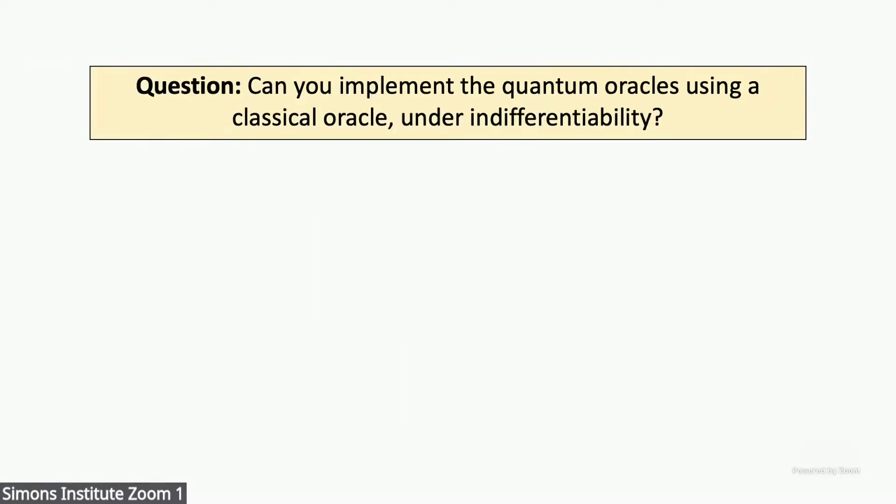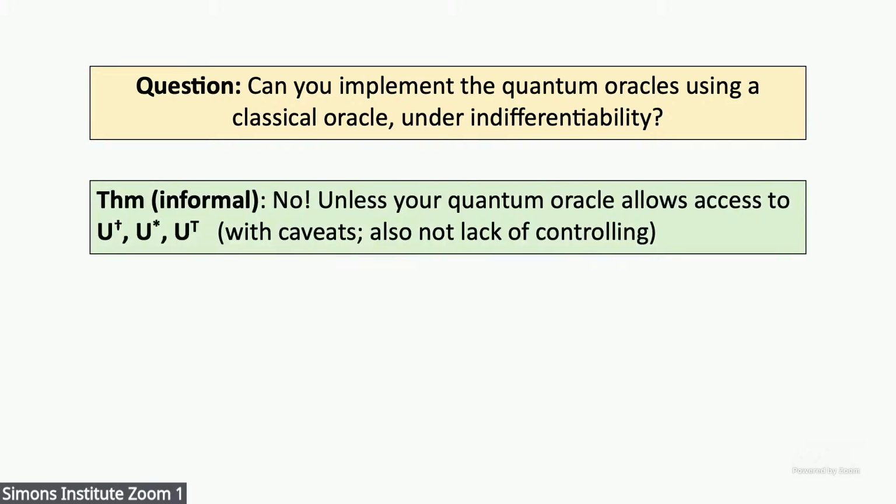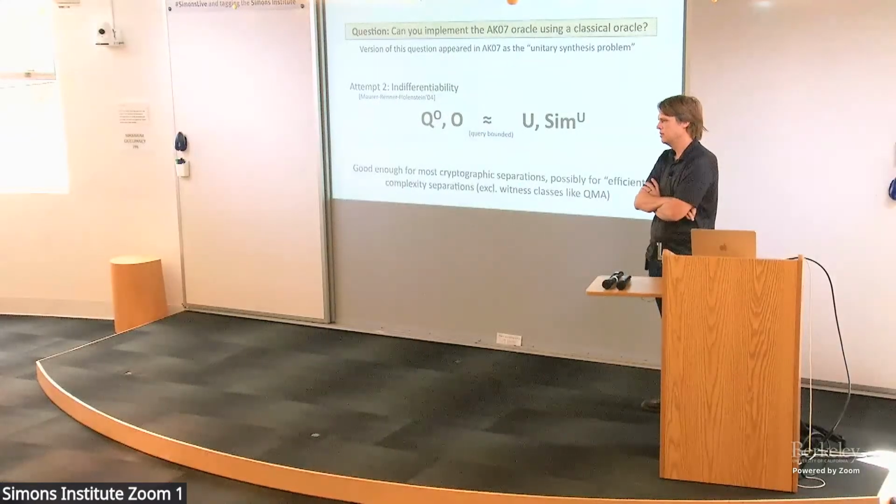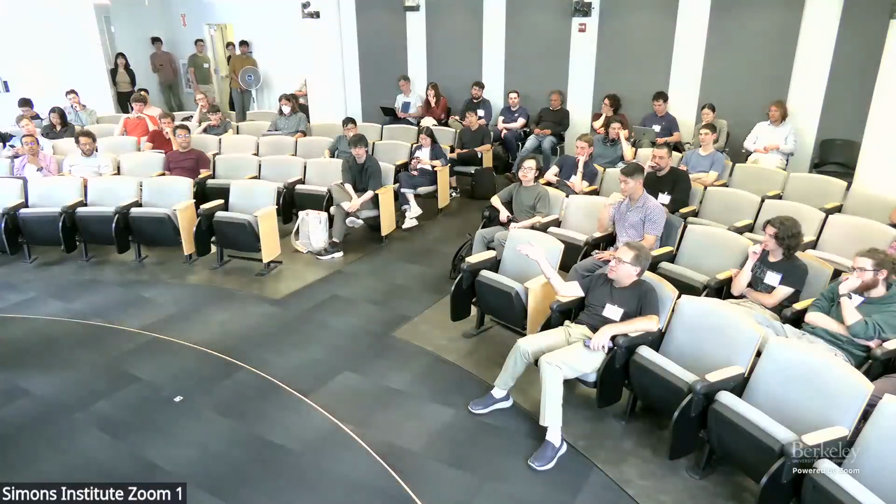Oh yes, question. For the weak notion of indifferentiability, what was the construction? I mean, you can do state synthesis from a classical oracle, and once you can construct the state, you can reflect around it. We basically just said we'll be happy with any mock-up of our quantum oracle using a classical oracle that is good enough to prove the desired oracle separation.